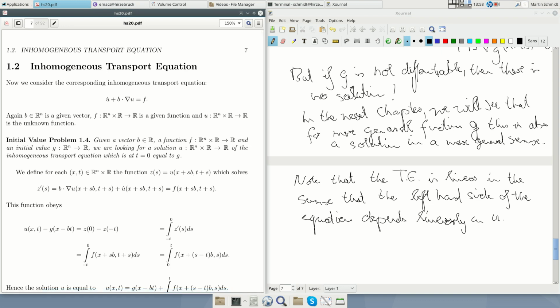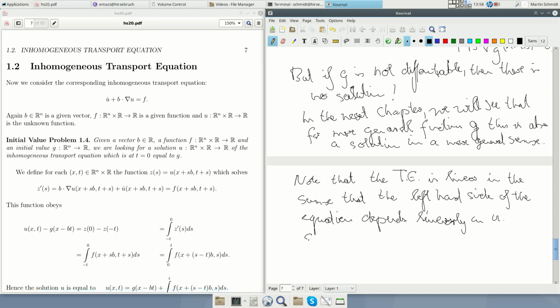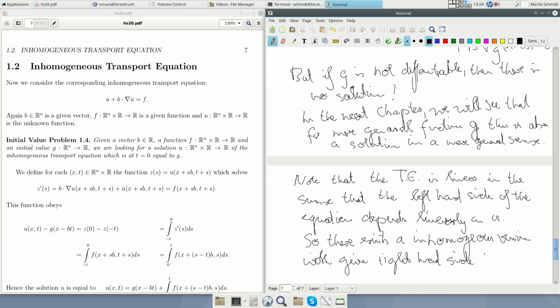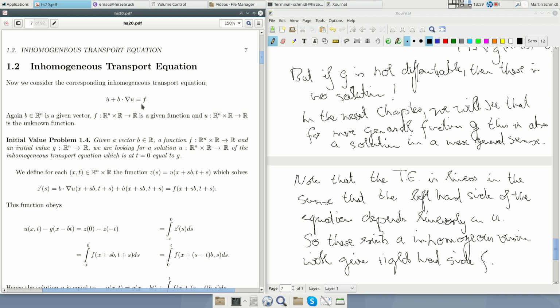Okay, and now completely similar to linear ODEs, there also exists an inhomogeneous version, where we just add on the right-hand side some function which is given. So there exists an inhomogeneous version with given right-hand side f. This function f is now given.